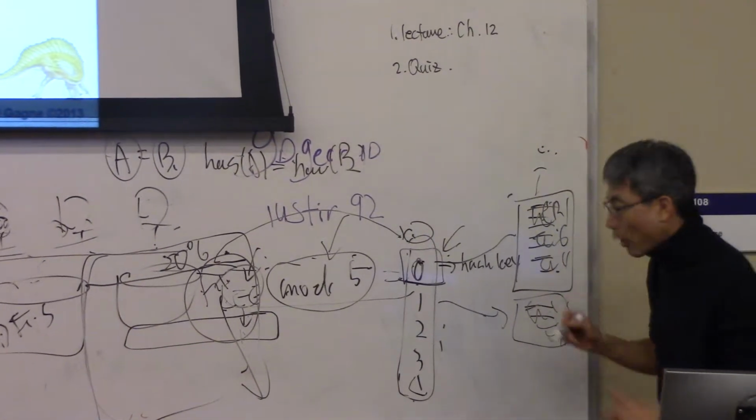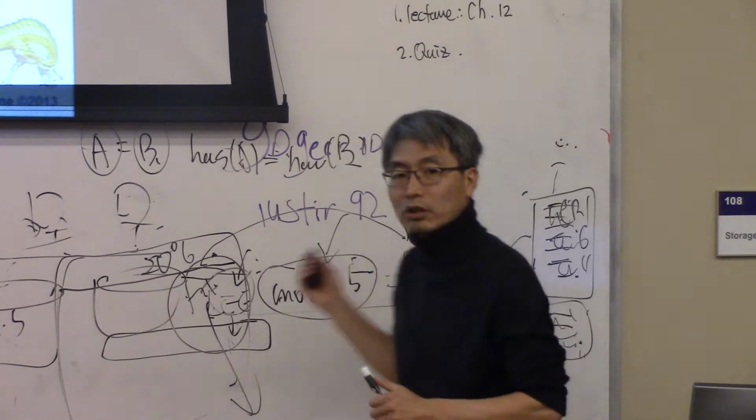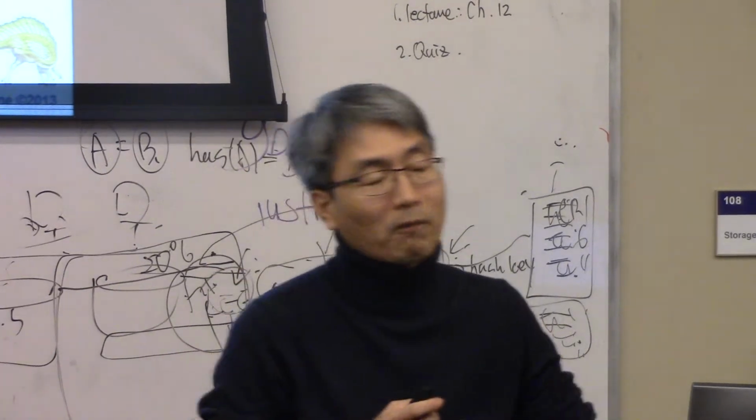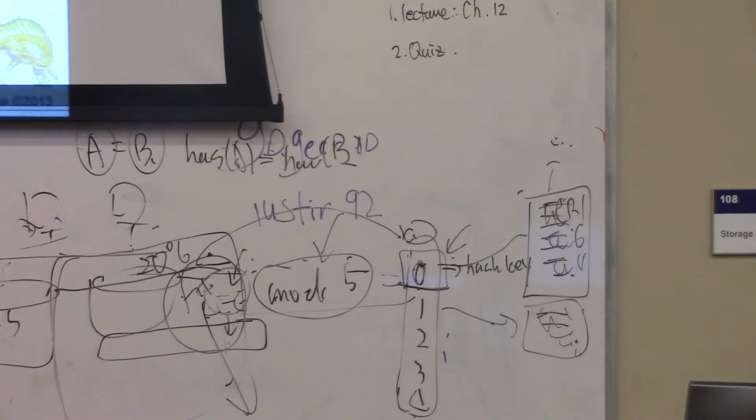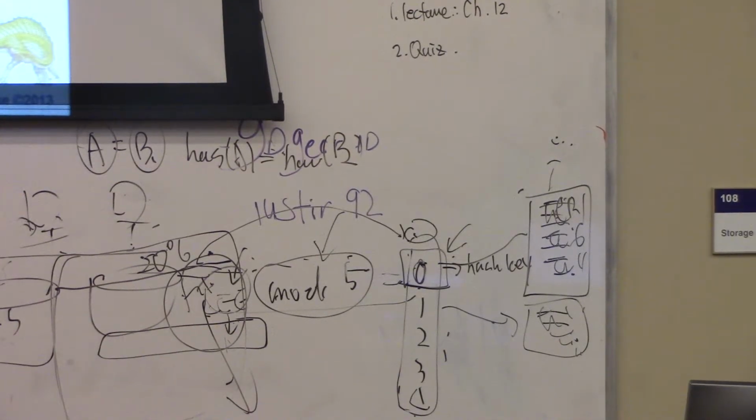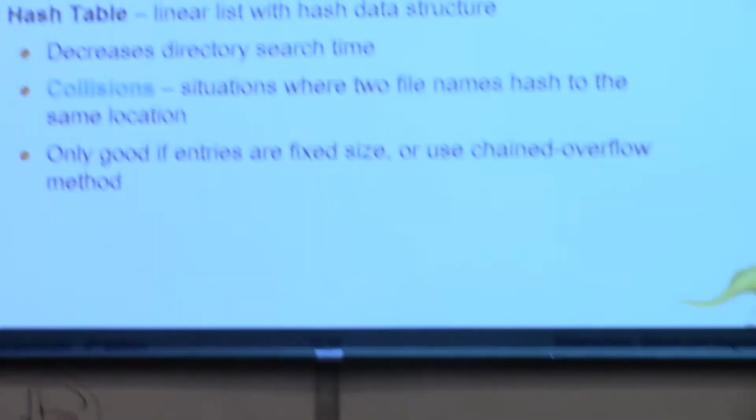Okay. The problem is not only for the hash table used in the file system, but it's the general problem of the hash. That is the collision. What is the collision?